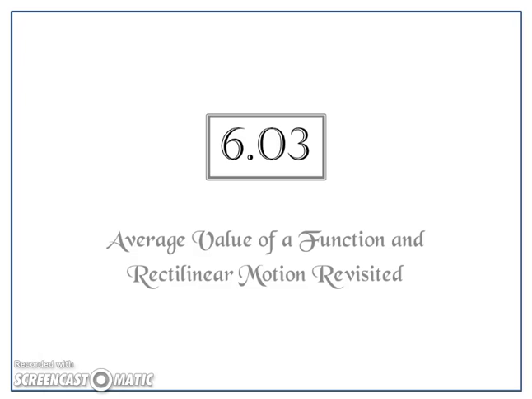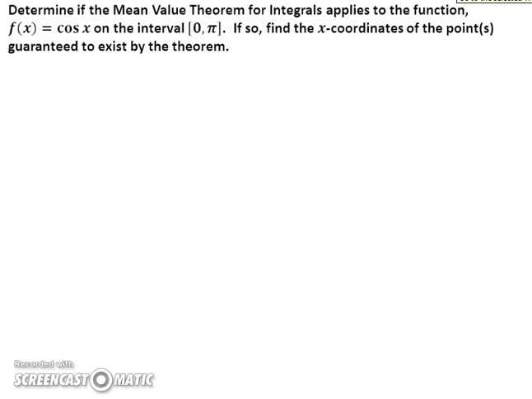In this video, we'll talk about the mean value theorem and average value of a function. So let's determine if the mean value theorem for integrals applies to the function f of x equals cosine x on the closed interval from 0 to pi, and if so, find the x-coordinate of the point or points guaranteed to exist by the theorem.